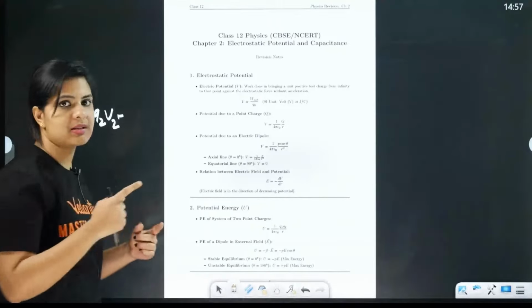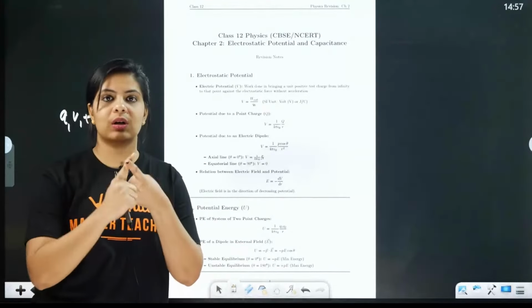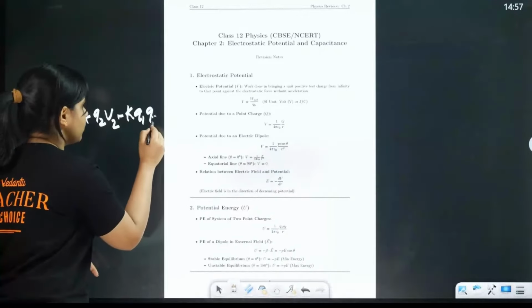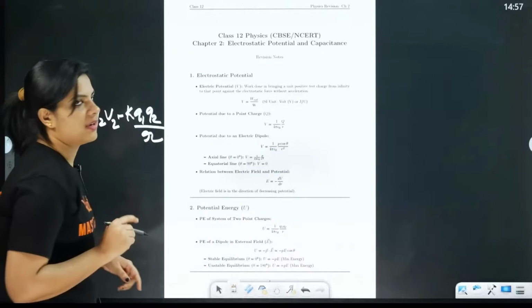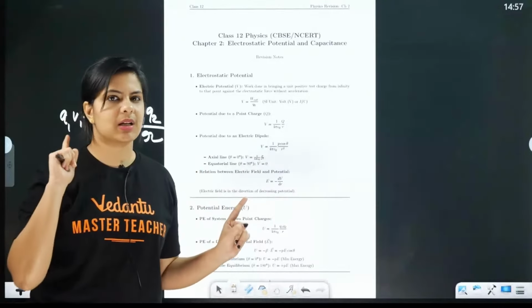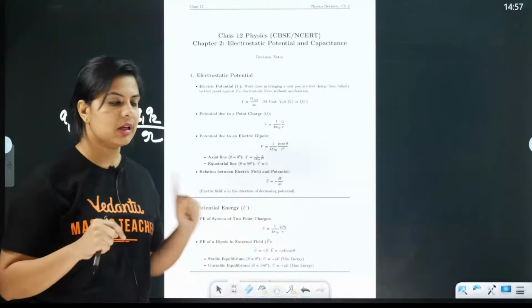Now there are two charges, so between these two charges there will be a potential energy. That equation we also know: K Q1 Q2 divided by the distance of separation. So this is the potential energy in the external field. It is asked multiple times in questions, so you should know the equation.